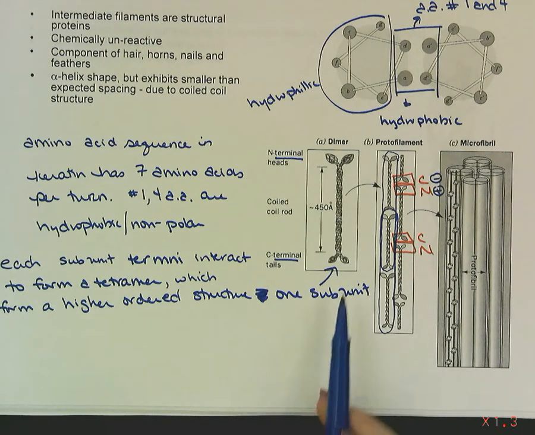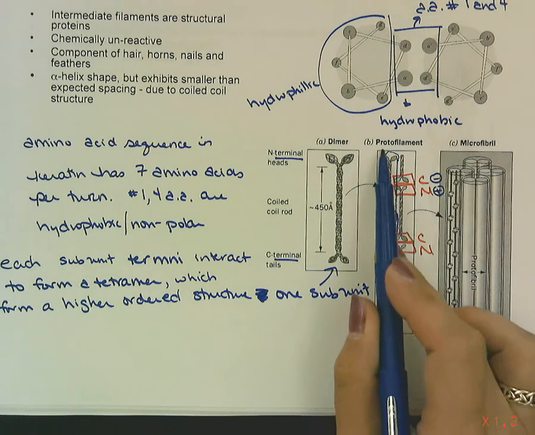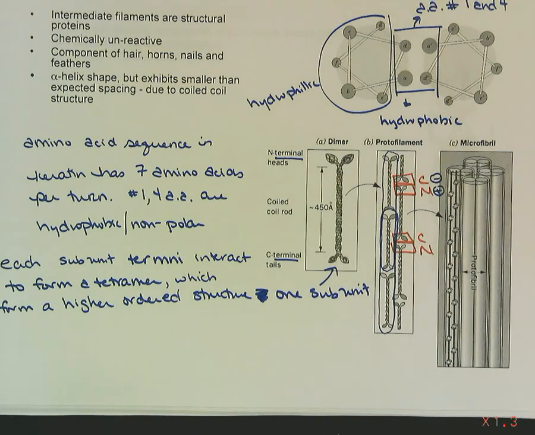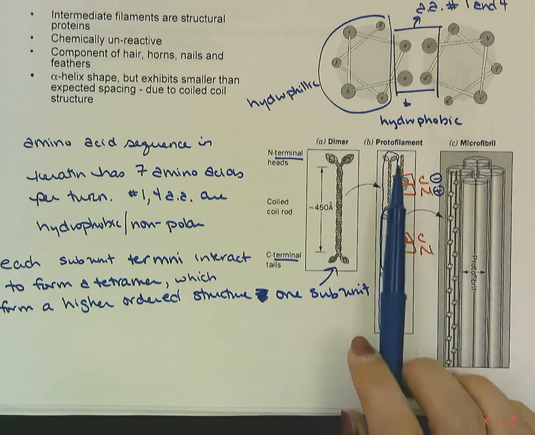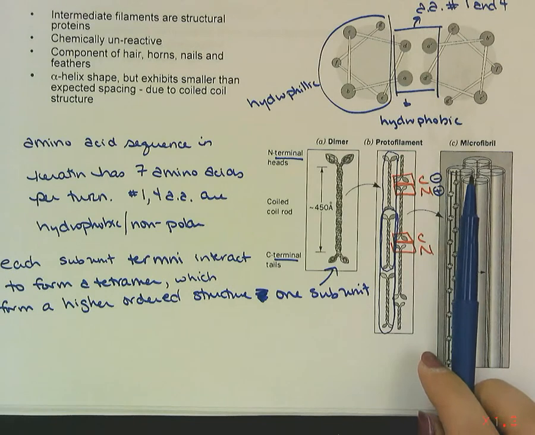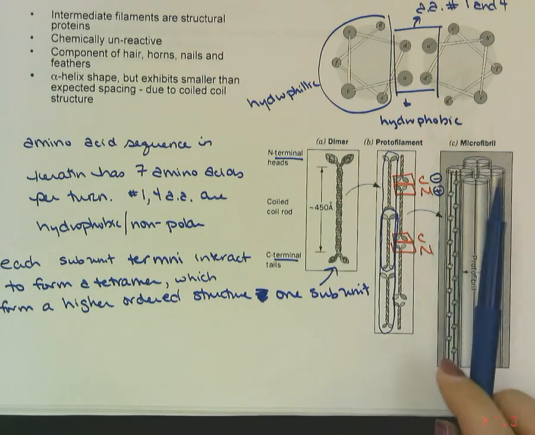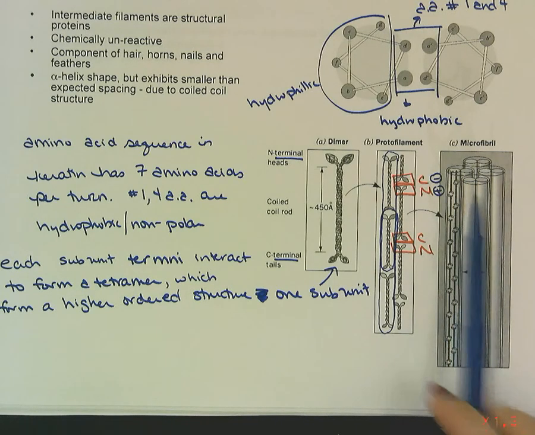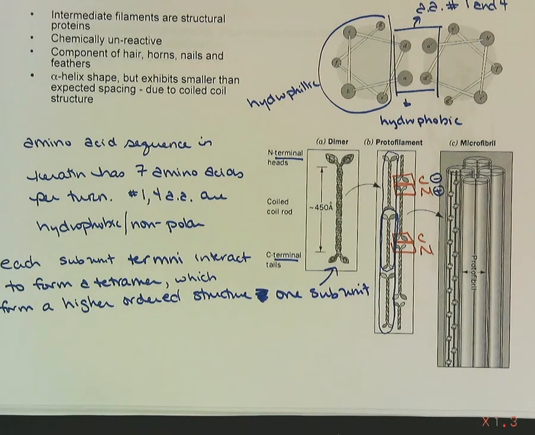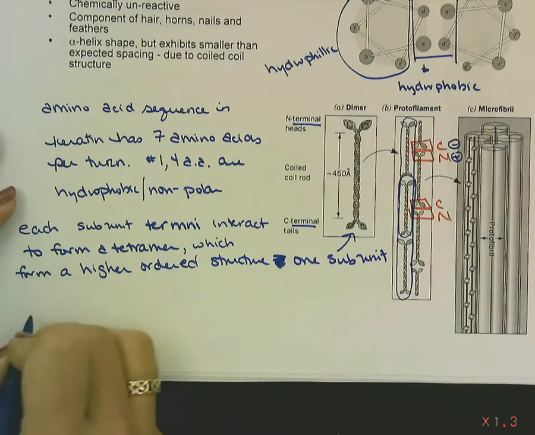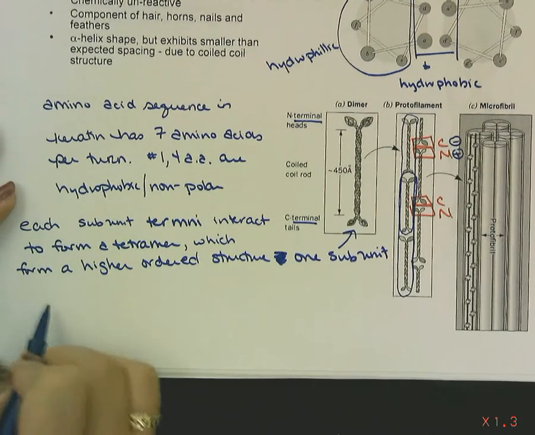Then, once we have our dimers associated into what these are called protofilaments, they then start to align themselves. Each protofilament aligns with another protofilament. And those two protofilaments align with 3 other protofilaments to make one microfibril. Then, another fun fact.